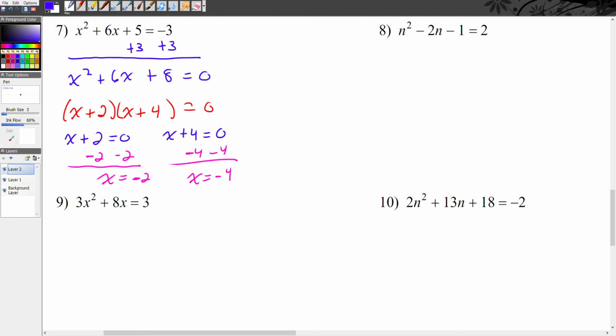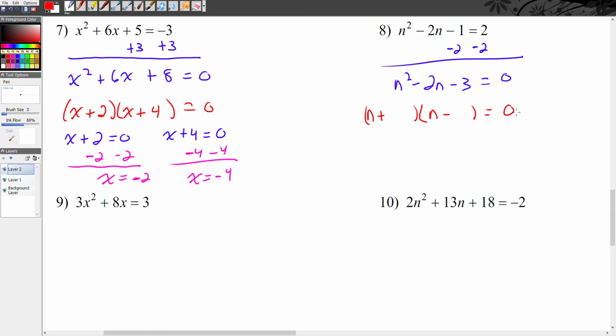Number 8, n squared minus 2n minus 1 equals 2. I need to set this equal to 0, so I'm going to subtract 2 from both sides, and I get n squared minus 2n minus 3 equals 0. I look here and I see that my c value, my third term, is negative. This means that this is going to be n plus something times n minus something equals 0.